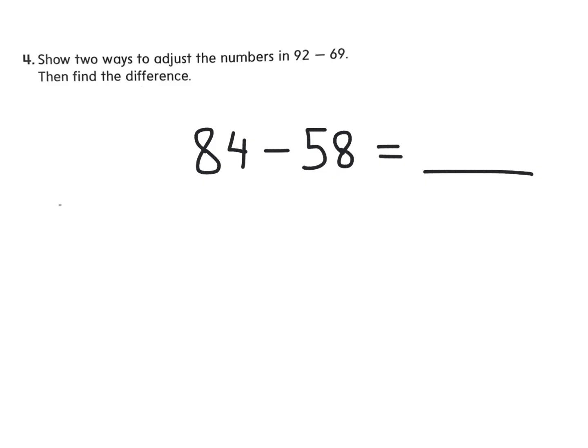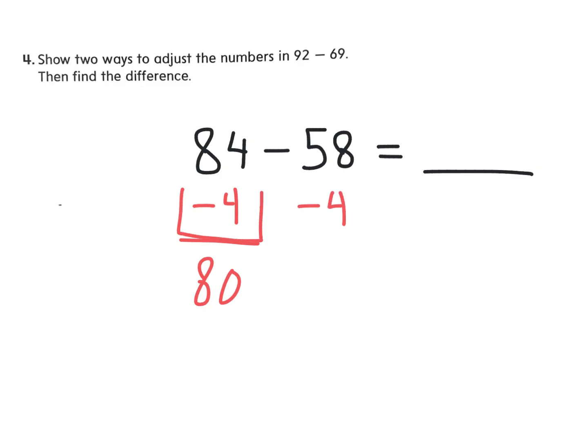We actually did something really similar a few lessons ago. I don't quite remember which lesson it was, but I think it was in my very first video, the overview of strategies for Unit 6. Anyway, we're going to adjust one of these numbers to make friendlier numbers for subtraction. Now I see that 84 is pretty close to 80, and I can actually just adjust it down by subtracting 4, which will give me 80. That's a nice friendly number to work with. But if I adjust the 84 down, I also have to adjust the 58 down.